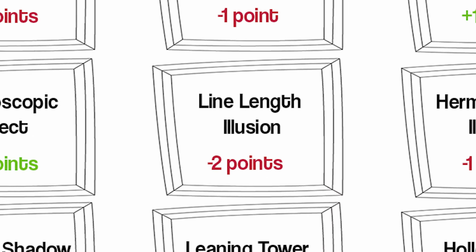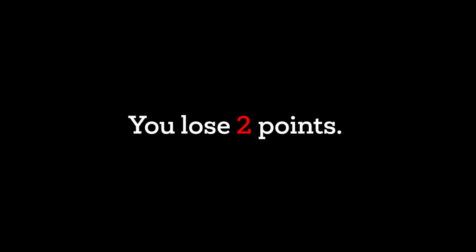Line length illusion. These 2 lines appear different in length, yet they are exactly the same. This well-known Müller-Lyer illusion exploits our depth perception cues, making lines with outward-pointing arrows appear longer than lines with inward-pointing arrows. This illusion vividly demonstrates how context and surroundings affect our judgment of length. This one was easy, -2 if you didn't know it.